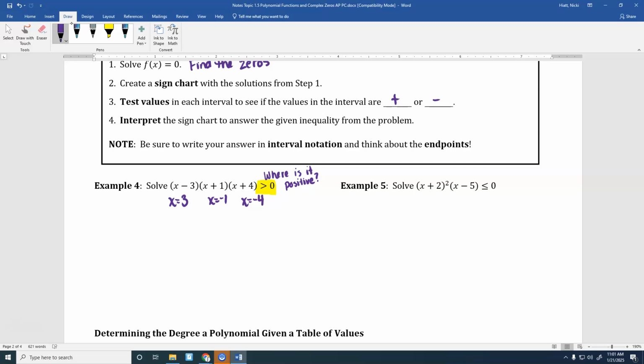And so what we're going to do is create a sign line for this. You're going to make a number line, and you need to include these 3 numbers. Make sure you go least to greatest. So negative 4 would be over here. Negative 1 would be here, and 3 would be here.